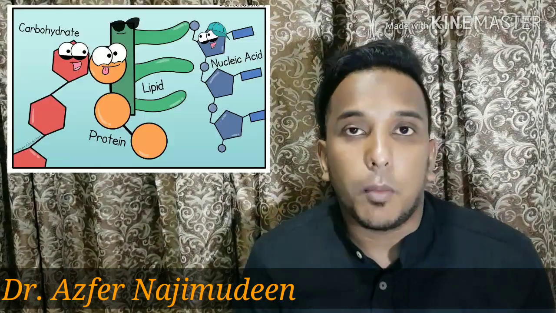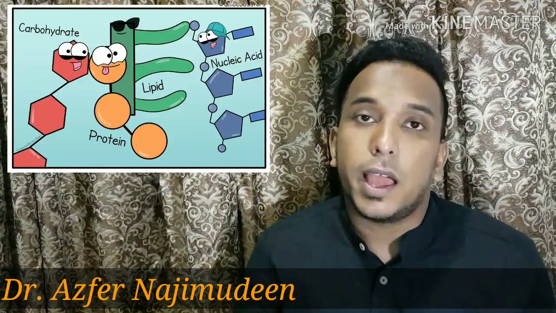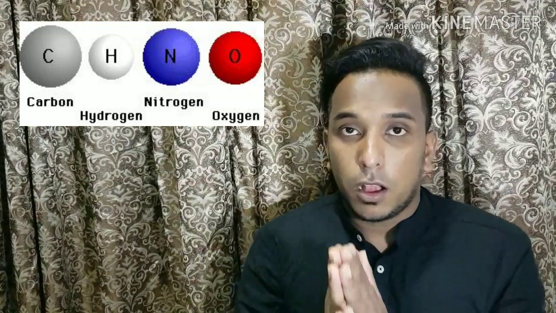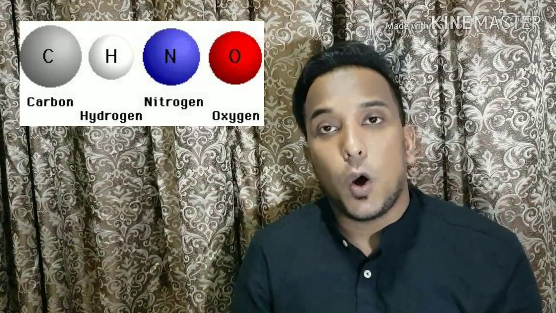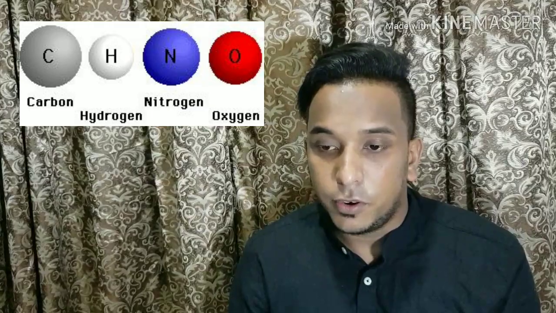There are 4 different types of biological molecules present in living organisms. They are carbohydrates, proteins, lipids and nucleic acids. These 4 major biological molecules are made up of carbon, hydrogen, oxygen and nitrogen.